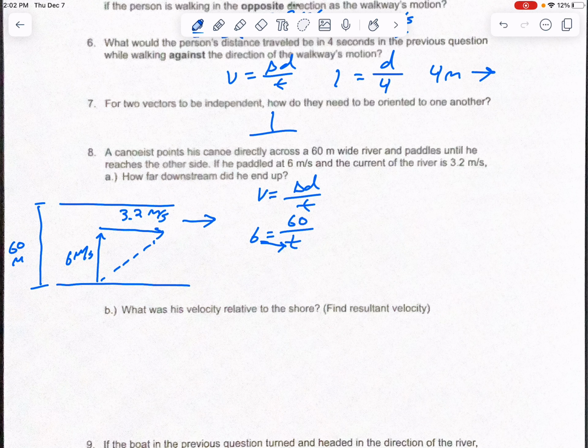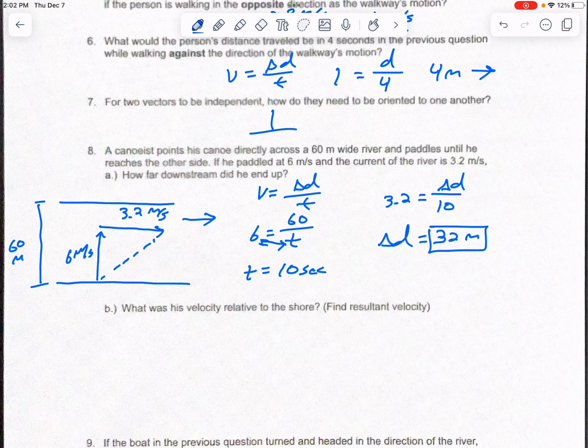Okay, now it says, what is the velocity relative to the shore? Find the resultant velocity. That just means we're looking for this angle right here, and we're looking for the hypotenuse. The resultant is basically the result of both horizontal and vertical. So if you know both sides of a triangle, all you got to do is a squared plus b squared equals c squared. So the square root of a squared plus b squared.